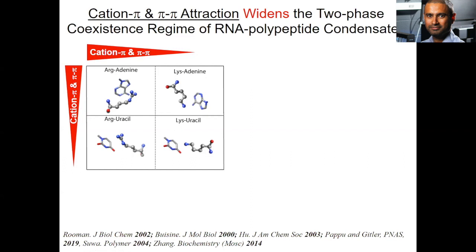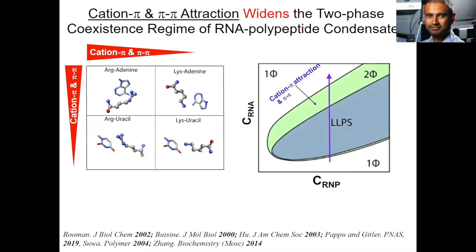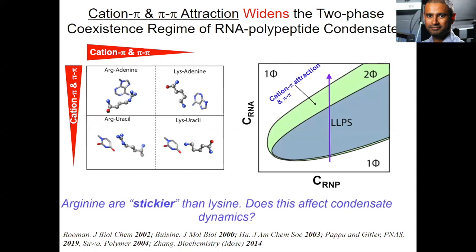And a rank order emerges from this comparison from all these papers that I cite here. It suggests that arginine-adenine would be stickiest, and then lysine-uracil would be the least interactive of the partners here. So we propose that this widening of the two-phase regime is due to short-range interactions encoded by protein and RNA sequence. And that tells us that the arginines are stickier than lysine, and we'd like to know if that changes the condensate dynamics.